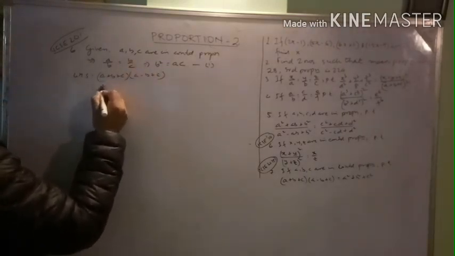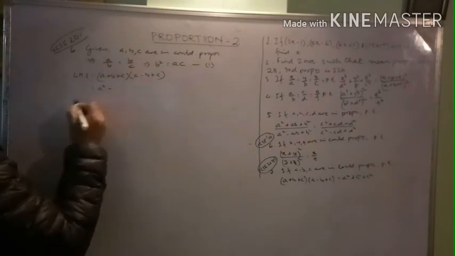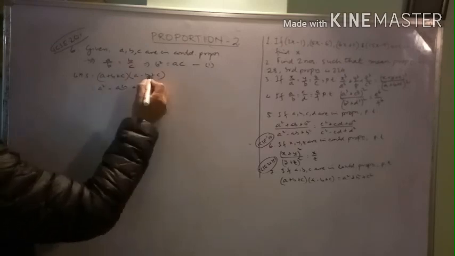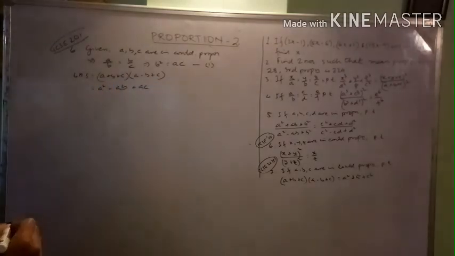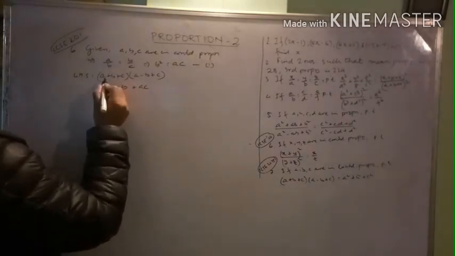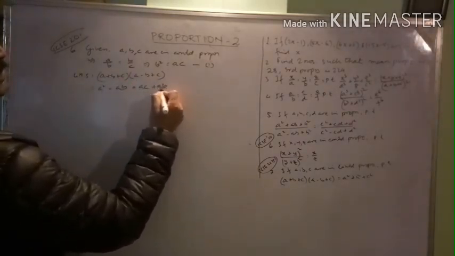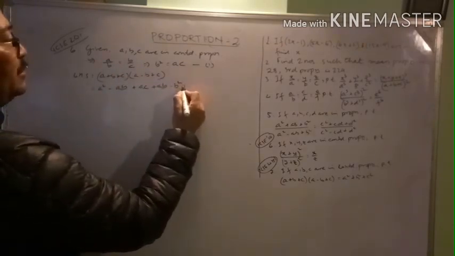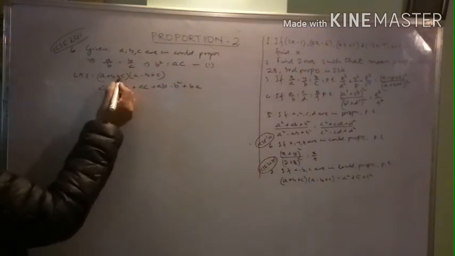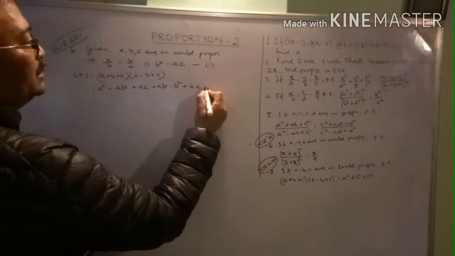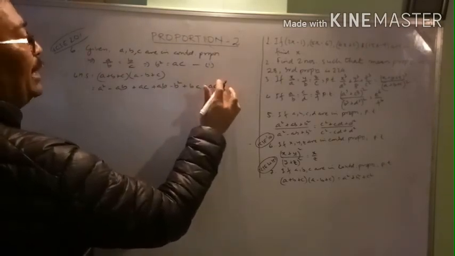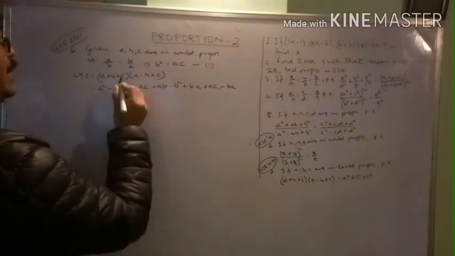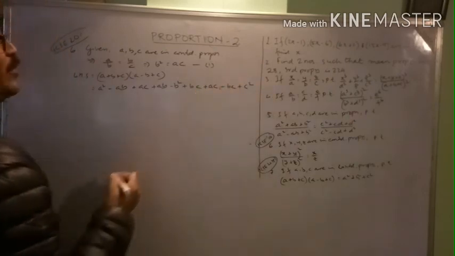A into A, A square, plus into minus, minus, A into B, AB, plus A into C, AC. So we multiplied by the first term. Now we multiply by the second term, plus B. Plus B into A is plus AB, plus B into minus B is minus B square, plus B into plus C is plus BC. Now we multiply with the last term, plus C. C into A is plus AC, minus, because plus into minus is minus, B into C is BC, and plus C into C, C square.